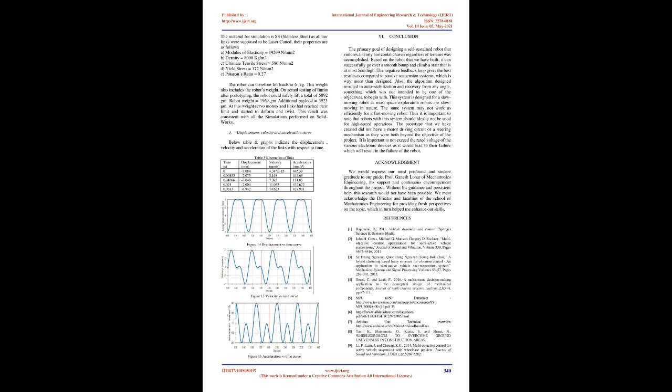6. Conclusion. The primary goal of designing a self-sustained robot that maintains a nearly horizontal chassis regardless of terrain was accomplished. Based on the robot that we have built, it can successfully go over a smooth bump and climb a stair that is at most 5 centimeters high. The negative feedback loop gives the best results as compared to passive suspension systems, which is way more than designed. Also, the algorithm designed resulted in auto-stabilization and recovery from any angle, something which was not intended to be one of the objectives to begin with.